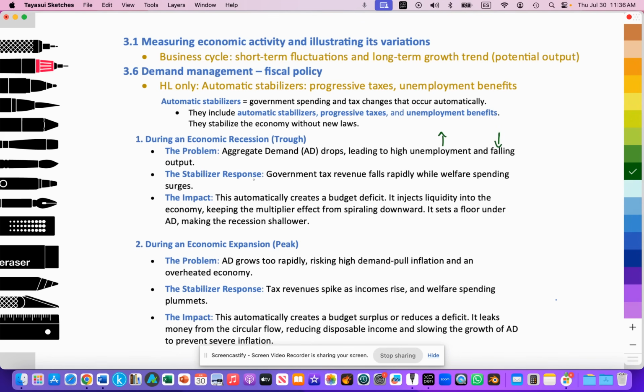Automatic stabilizers, the non-discretionary fiscal policies, will kick into gear. Government tax revenue would fall. Governments would be collecting less income tax revenue from households because there's more unemployment.